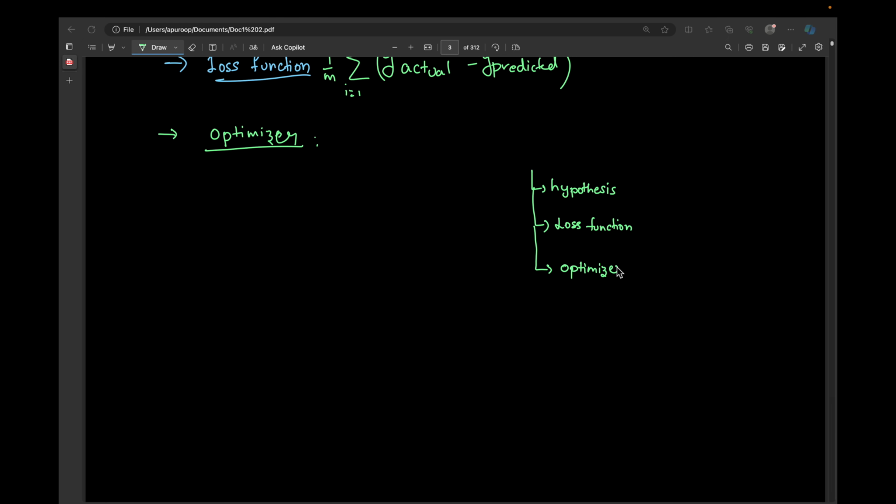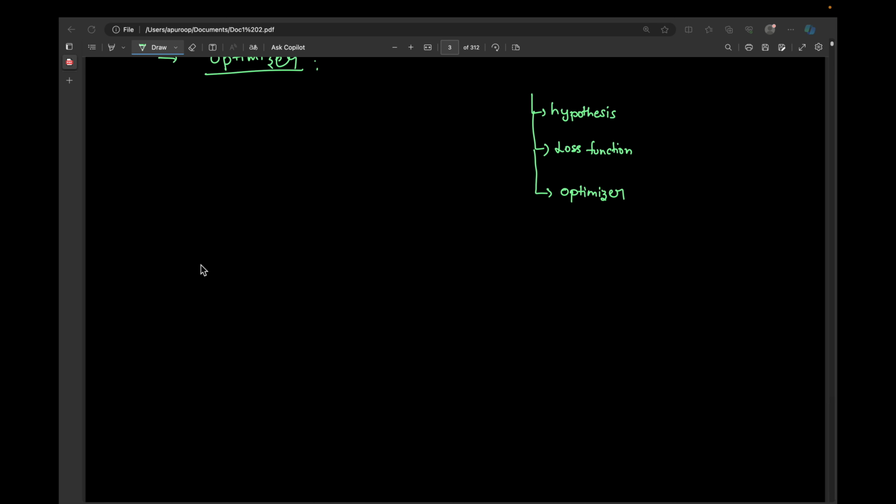Okay. So these are the three steps involved in any machine learning algorithm, not only in this one, though these steps might change a little. So that is about the hypothesis, loss function, and optimizer. I hope this theory part is clear for everyone.